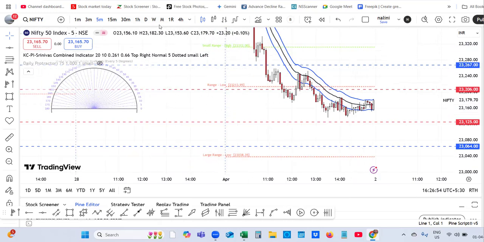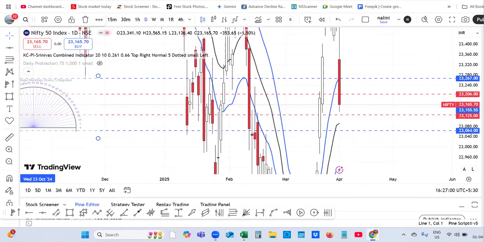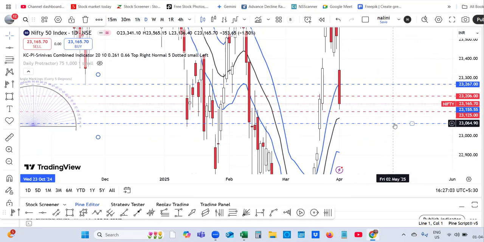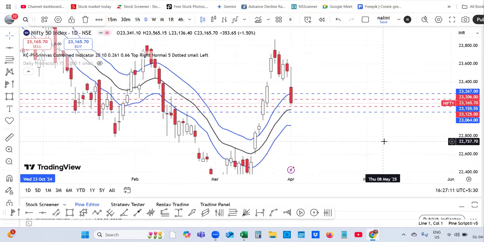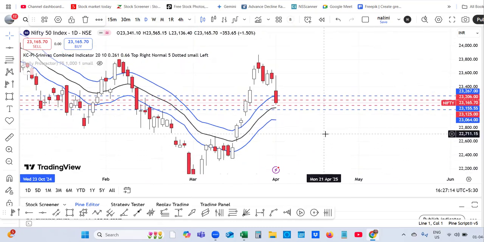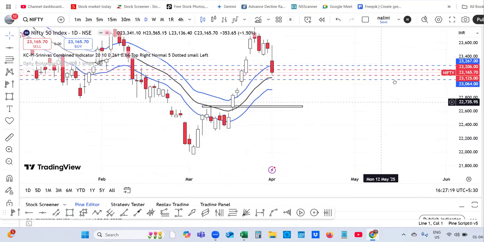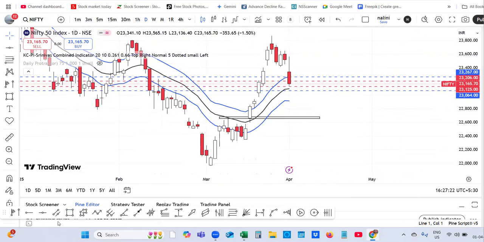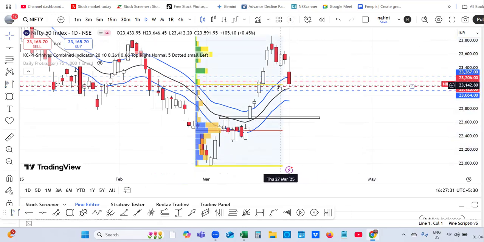So if we go to the daily time frame, you can see the position of this. There is support around 23,064. Suppose the market comes around here, it may take some support because this was the breakout level, the breakout of the structure from the level. If I apply volume profile to this, this is the value area high.